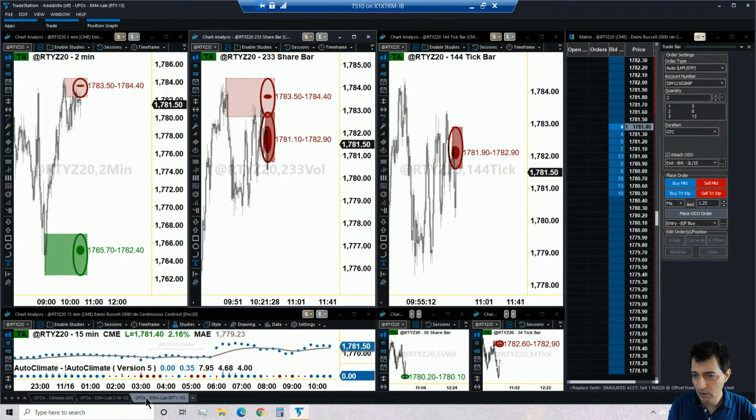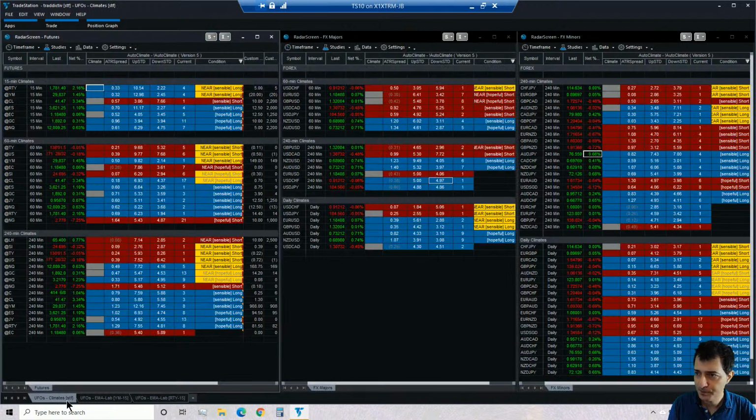What about the Russell? Well, the Russell, there is nothing really. We are still waiting for those green UFOs that never showed up. So back to the red screen to see if anything new has appeared. Okay, so not on the 15-minute time frame.